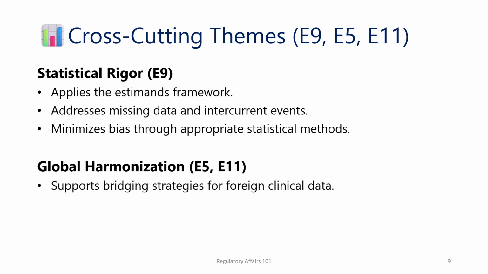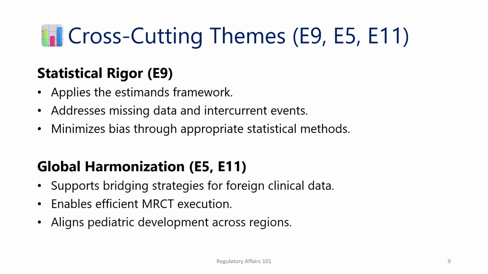E5 supports global harmonization by addressing ethnic factors and enabling bridging strategies. This reduces duplication and accelerates global development, essential for MRCTs. E11 R1 ensures pediatric development is aligned across regions, supporting extrapolation, age-appropriate formulations, and ethical safeguards.